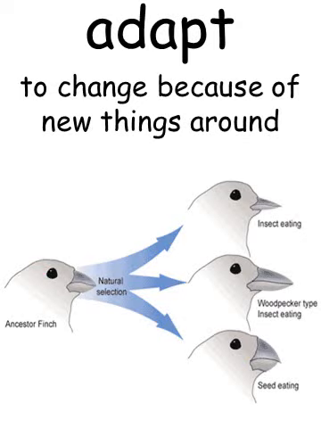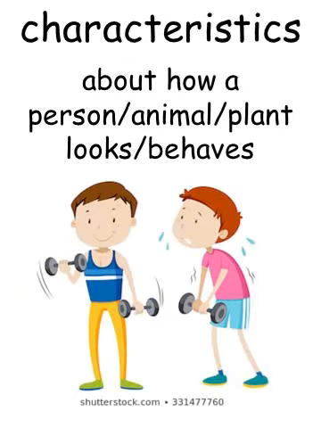Adapt, to change because of new things around. So it's like evolution. You can see the bird on the left, maybe it had 3 babies. The 3 babies went to different islands, and there were different kinds of food on each island. If you look at the 3 birds on the right, their beak or their mouth is a different shape because they adapted to eat the things in the new place they lived. Characteristics just talk about how a person, an animal, or a plant looks or behaves. The boy on the left has a strong characteristic. The boy on the right is weak or not strong.